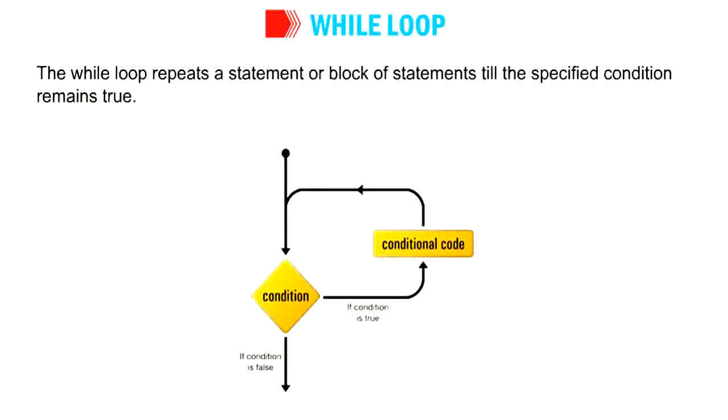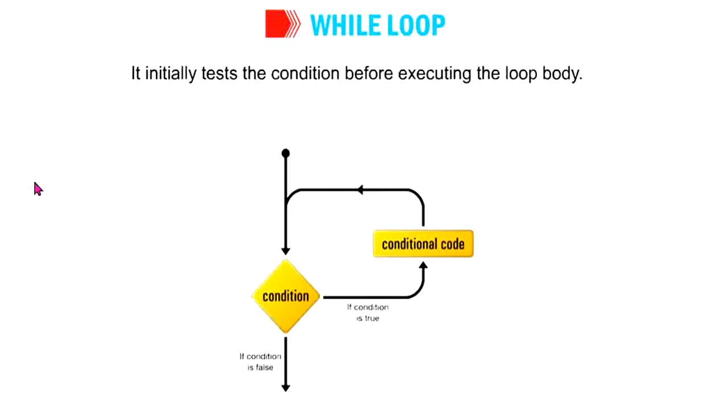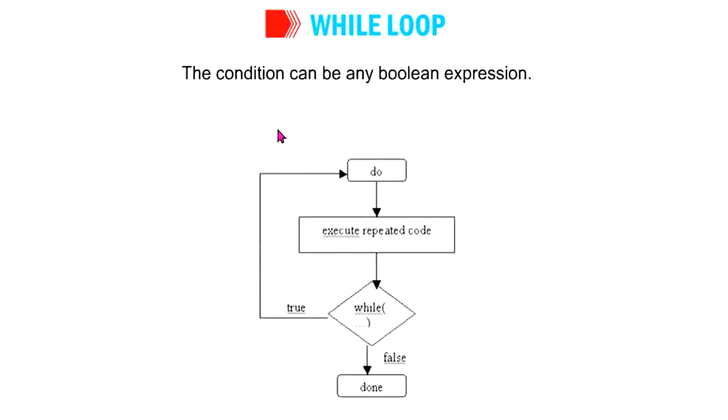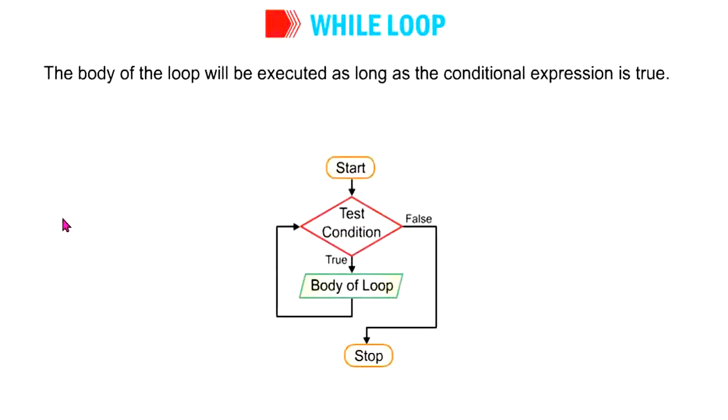Now we will see the theory of while loop and do while loop. The while loop repeats a statement or block of statements while the specified condition remains true. It initially tests the condition before executing the loop body. The condition can be any Boolean expression. The body of the loop will be executed as long as the conditional expression is true.